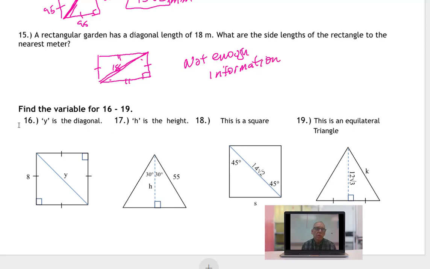Let's look at number 16. Just that y is the diagonal. They want us to find the length. The length of this diagonal is going to be 8 times the square root of 2, because it's a 45, 45, 90.